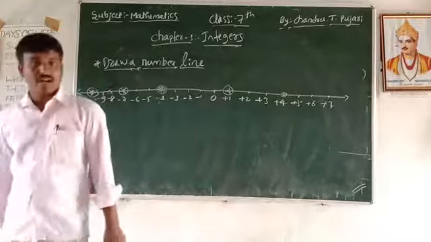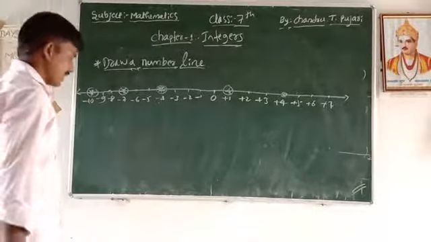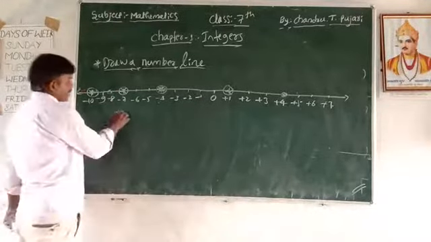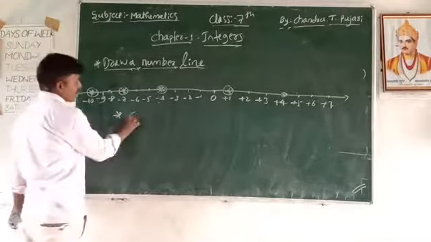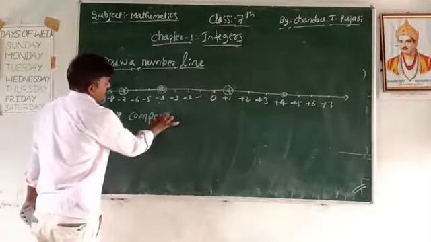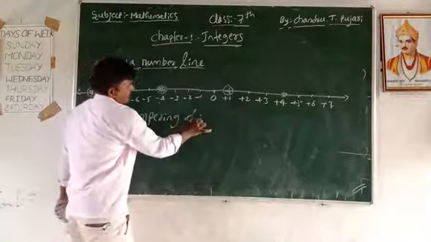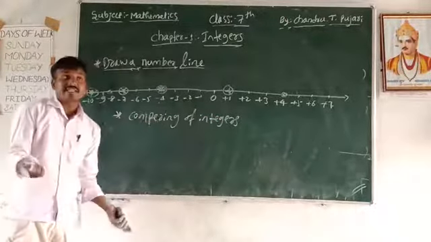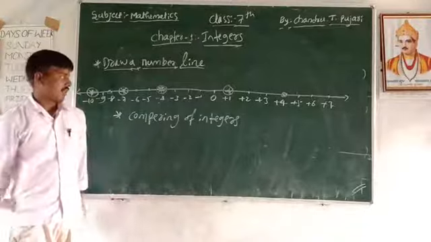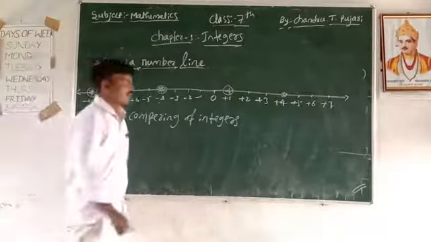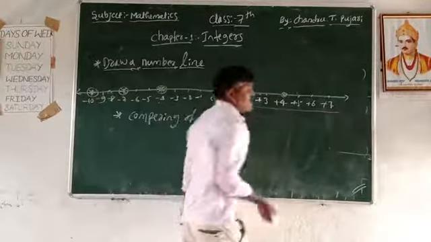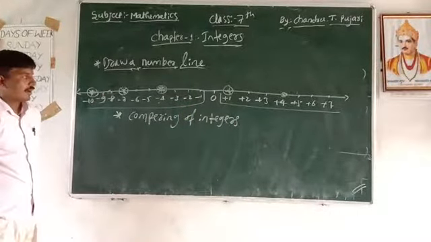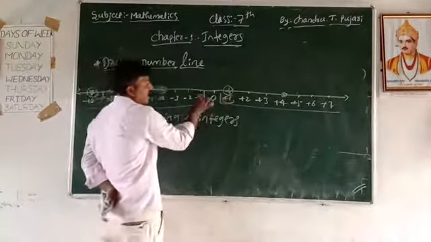The next one is what? Comparing of integers. Comparing means which integer is more and which integer is smaller. You know one thing: all positive integers are more than negative integers. Plus 1 is more than minus 1.